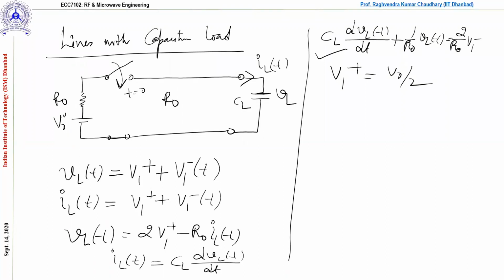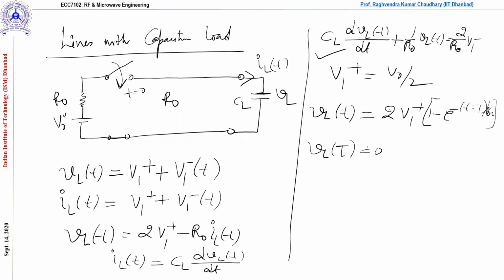Now this equation is very well known, and the solution can be written in the same manner as we have seen in a previous circuit, which is 2V1 plus times 1 minus e to the power minus (t minus capital T) over R0 CL. Remember, this is the time constant, and if you find VL at capital T, it is going to be 0 because this is a DC.